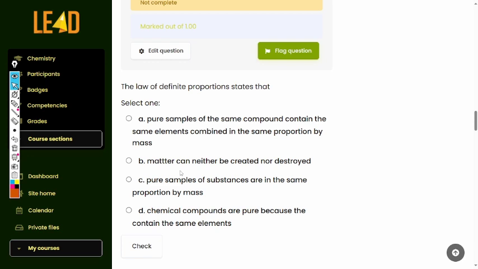So same thing with ammonia, regardless of how you get ammonia, if it is created in the lab, if it is from the decay of organic matter, it doesn't matter what the source is, it will always contain nitrogen and 3 hydrogen atoms. So that's the law of definite proportion. So the answer is A.